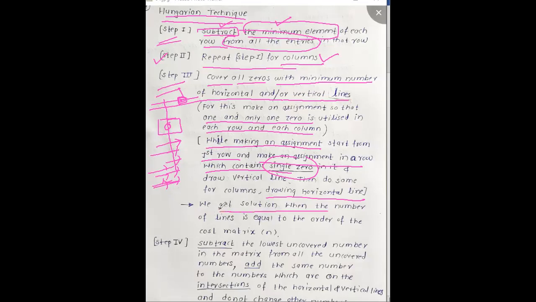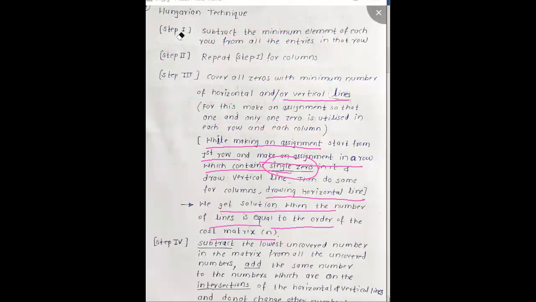Now we get a solution when the number of lines is equal to the order of the cost matrix. So in this step, you may get a solution when the number of lines is equal to the order of the matrix. Suppose the order of the matrix is 4, that means there are 4 jobs, 4 machines, and you are getting 4 lines, horizontal and vertical lines. Then in that case, you will get a solution. And what happens if the number of lines is not equal to the order of the matrix? The order of the matrix is say 5 and we are getting 4 lines. Then this is not an optimum solution.